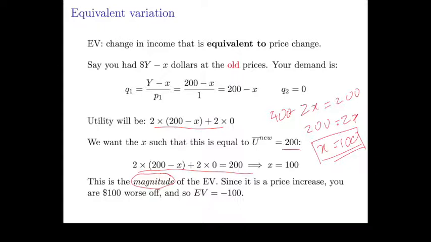Now, always when you calculate this, it's going to tell us how much money could be taken away from you. Now, to calculate the sign, remember the negative sign represents that you're worse off, a positive sign represents that you're better off. So since the price increase makes you worse off, the equivalent variation is going to be represented by minus 100.